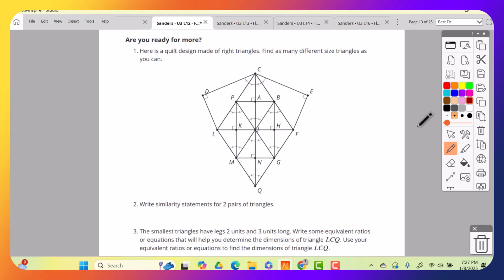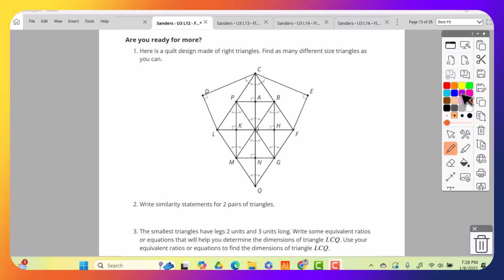All right, now, are you ready for more? Here's a quilt design made with right triangles. Find as many right triangles. No, it doesn't say right triangles. It says find as many different size triangles as you can. That means we can take right triangles by themselves and combine them and all that, and then write similarity statements for the 2 pairs of triangles. And then again, here's a proportion setup.